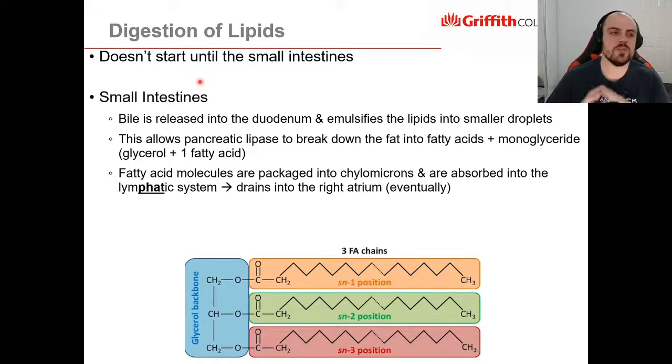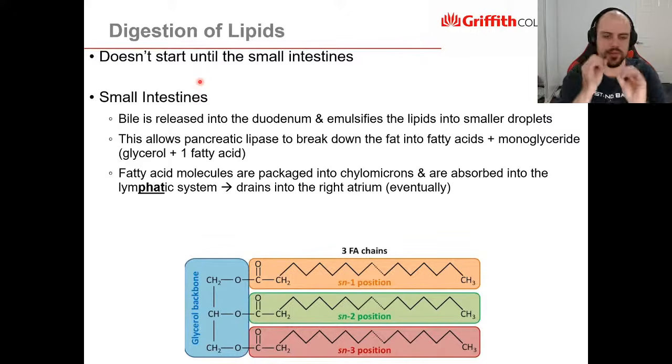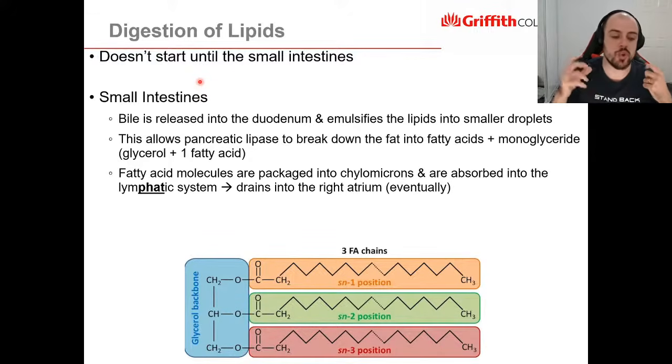So emulsification is where we take one big blob and break it down into lots and lots of little blobs. This is just so it's easier for our pancreatic lipase, that enzyme in there, to get in and break down these little drops, to break down these triglycerides. So just to put it in perspective, this is a triglyceride. It's also called a triacylglycerol. It's just another name for it.